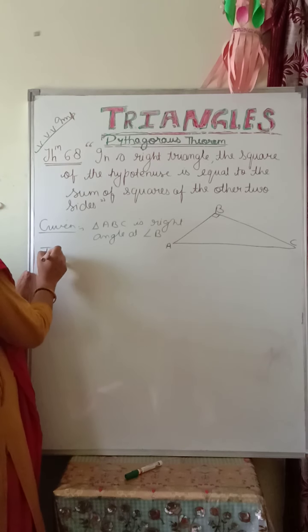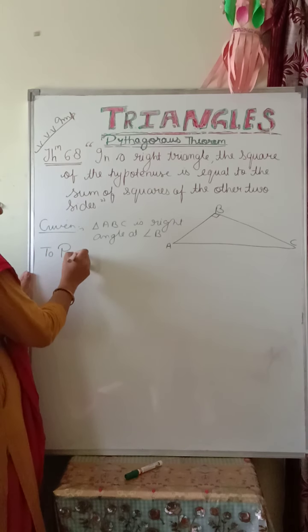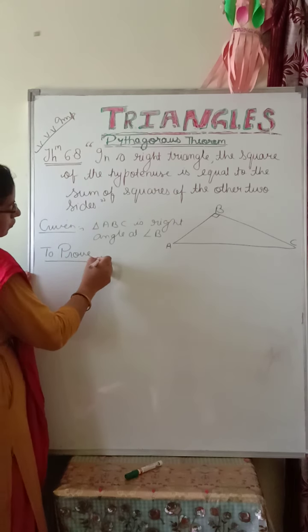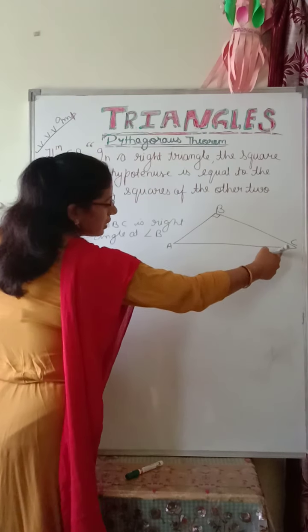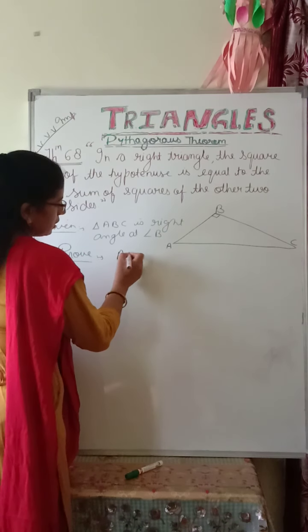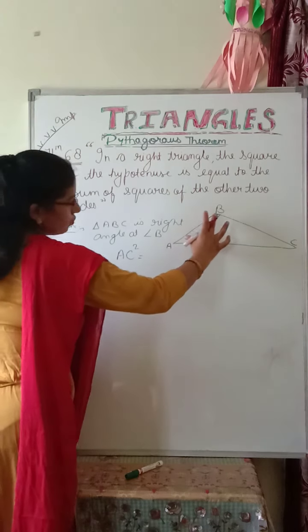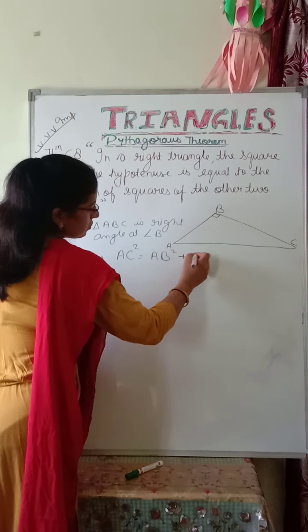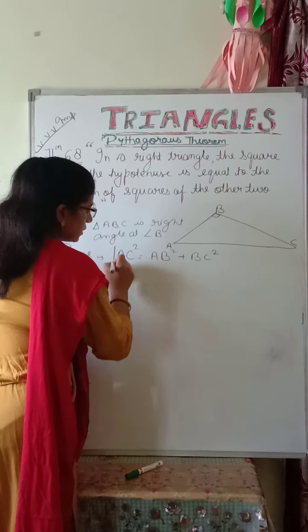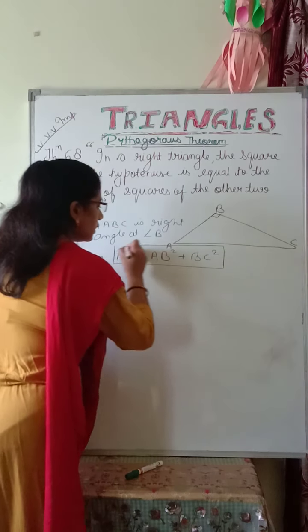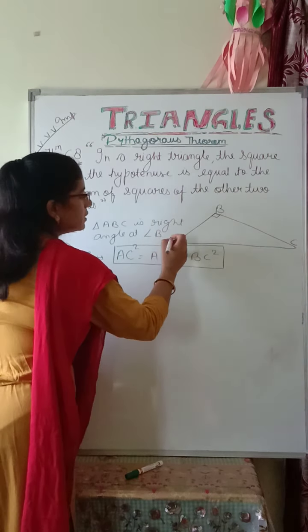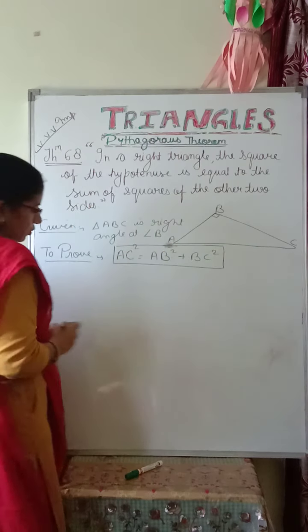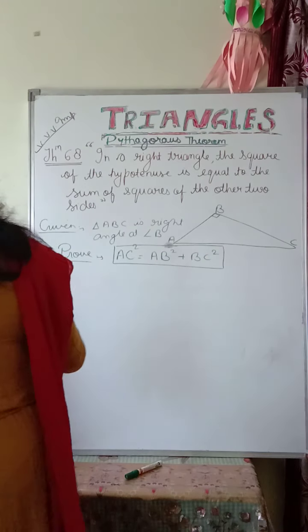So to prove, what you have to prove? This is the hypotenuse. AC square is equal to base square AB square plus perpendicular square BC square. So this thing you have to prove. Is it clear? Okay. This is point A, point A here. So this you have to prove.